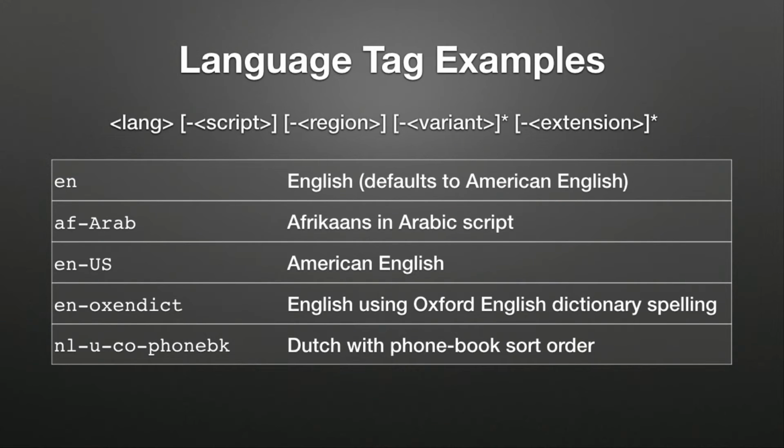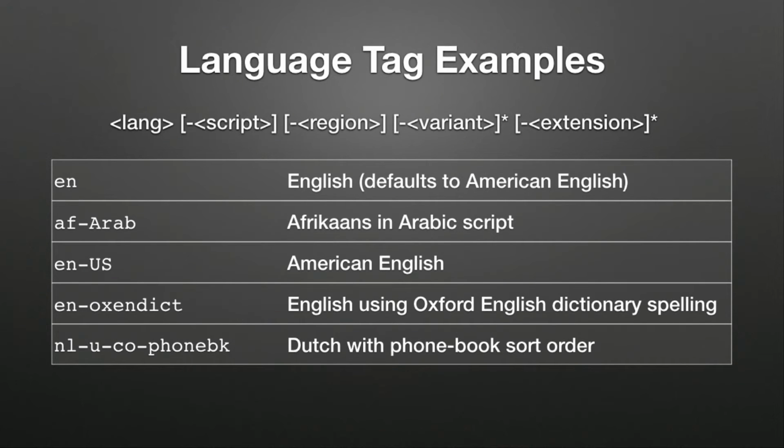And then there's an extension section, which allows you to do more elaborate things if any of these other things doesn't cover it. So some examples. EN means English. The default is that if it's underspecified, you assume it to be the most frequent one, so in this case, American English. The second one, you have Afrikaans, typically written in Latin, but sometimes written in Arabic, mostly in history, so that's how you would indicate that.